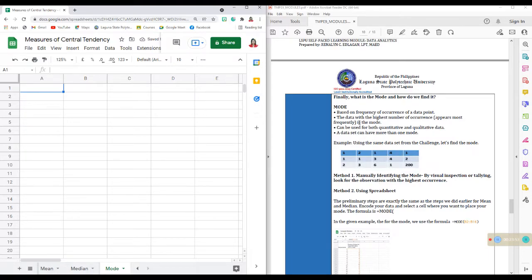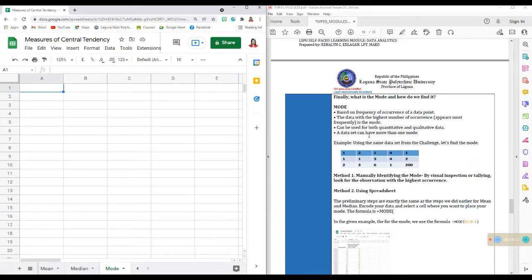So, para kay mode, based on frequency of occurrence of a data point siya. So, para ka lang din nag-RFDT, FDT. So, kung ano yung pinakamalamang na lumabas, yun ang mode. Or kung alin yung pinakamaraming beses lumabas, yun ang mode. So, the data with the highest number of occurrence, so appears most frequently. And si mode, hindi siya katulad ni mean at ni median na isa lang yung makukuha mong measure. Si mode, pwede ka makakuha ng more than one mode.